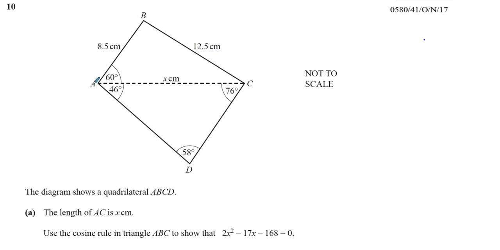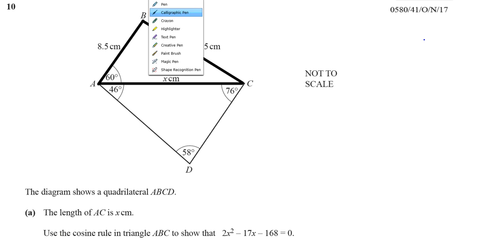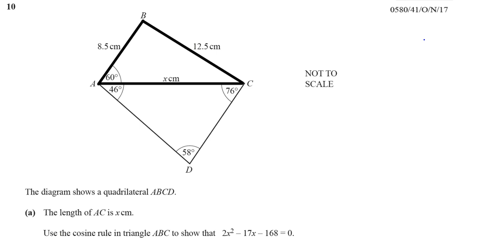So we're concentrating on triangle ABC. Let me just highlight that. We're concentrating on triangle ABC, A, B, C. That's what we're looking at. Okay, so now, the cosine rule is a squared equals b squared plus c squared minus 2bc cosine a.